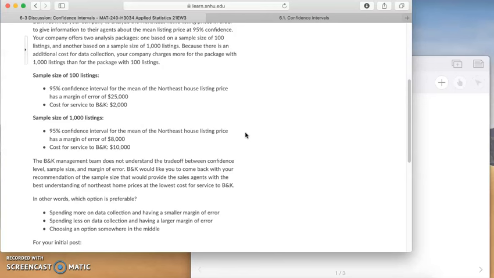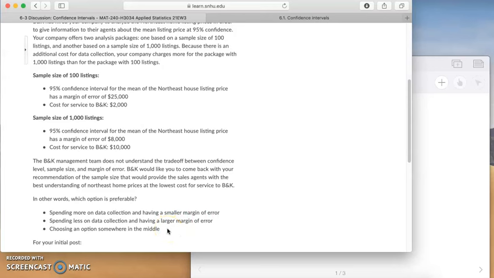The B&K management team does not understand the trade-off between confidence level, sample size, and margin of error. They would like you to come back with your recommendation of the sample size that would provide the sales agents with the best understanding of Northeast home prices at the lowest cost for service to B&K. In other words, which option is preferable? So you have right here, spending more on data collection and having a smaller margin of error, spending less on data collection, having a larger margin of error, or choosing an option somewhere in the middle.